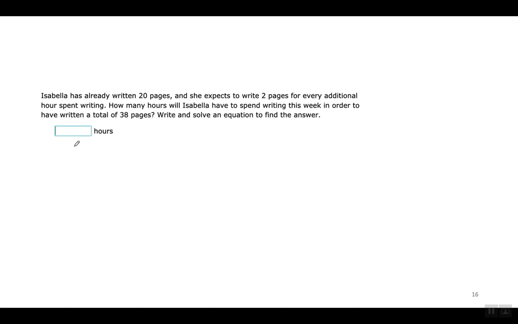All right, Isabella has already written 20 pages, and she expects to write 2 pages for every additional hour spent writing. How many hours? So we've got to solve for H. How many hours will Isabella have to spend writing this week in order to have written a total of 38 pages? ¿Cuántas horas tiene que pasar Isabela escribiendo esta semana para tener escrito 38 páginas?